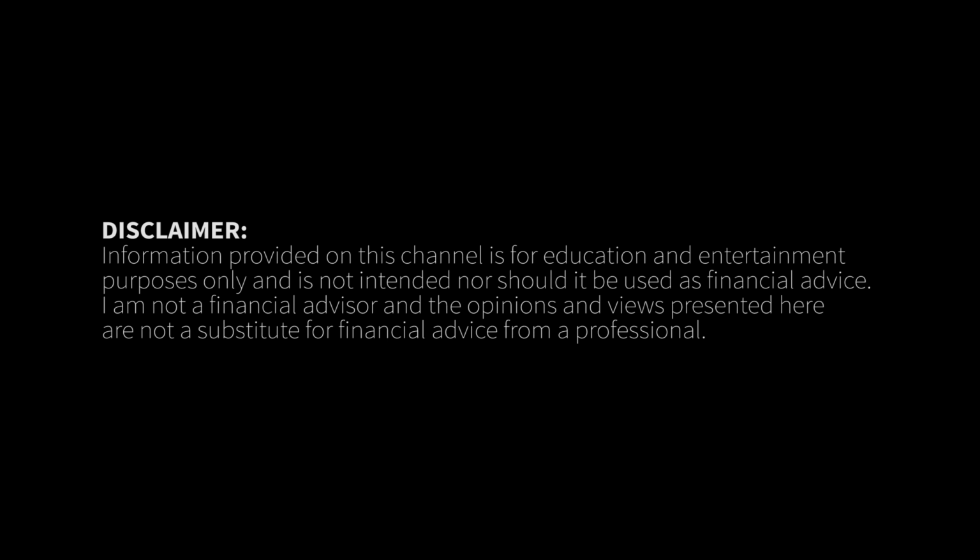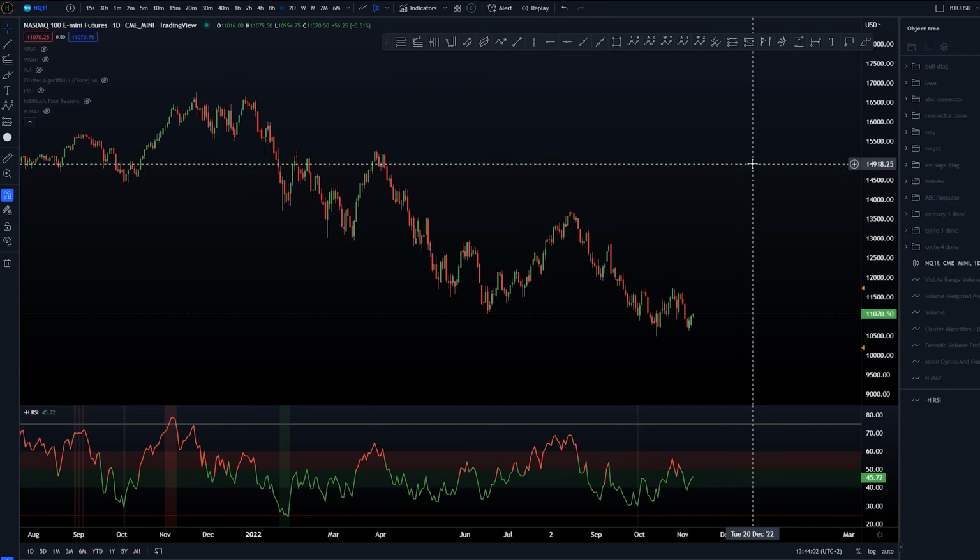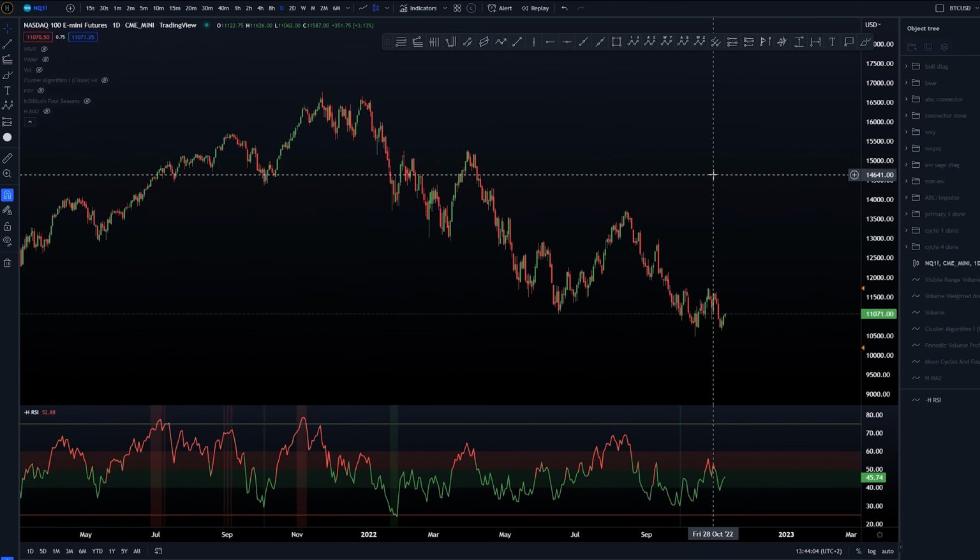I'll cover wave analysis with Elliott Wave Theory and provide multiple scenarios the price may take, and explain why I prefer one count over another. Let's take a look at the different possibilities.